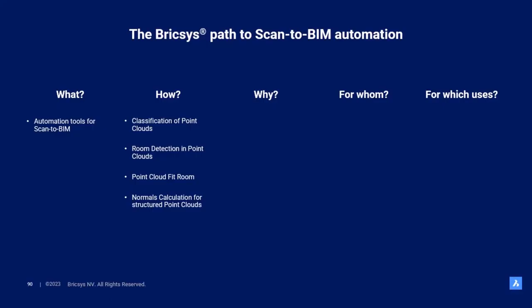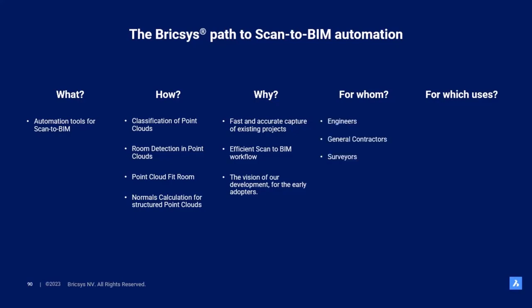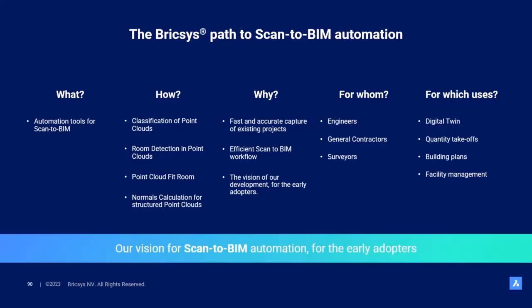Last but not least, we implemented an HSPC Point Cloud Normals feature that calculates normals from structured point clouds. These tools are a great addition in your arsenal for a fast and accurate reality capture of existing projects. They pave the path for a more efficient scan to BIM, while giving you a glimpse of what the future of our development will look like. Engineers, general contractors, and surveyors will be able to easily create digital twins for quantity takeoff purposes, creation of building plans, and facility management. Let's take a closer look.